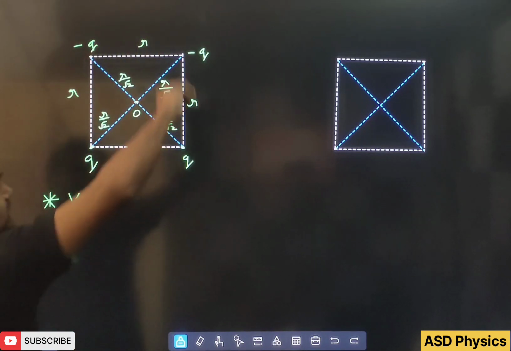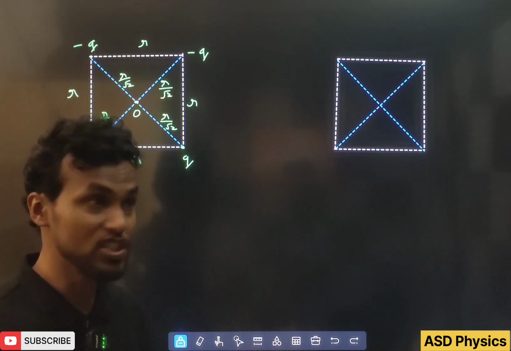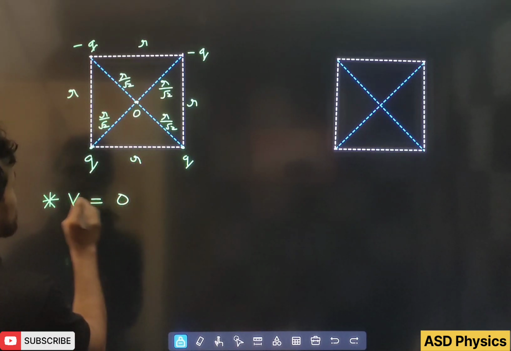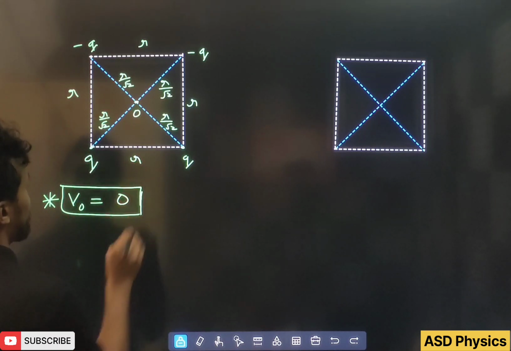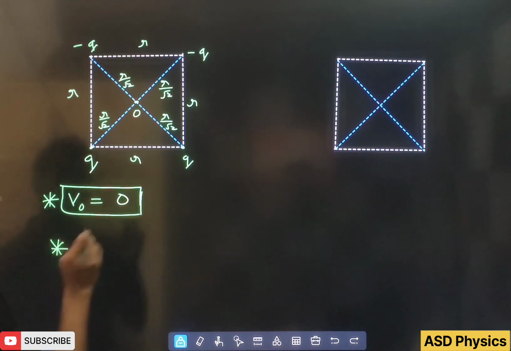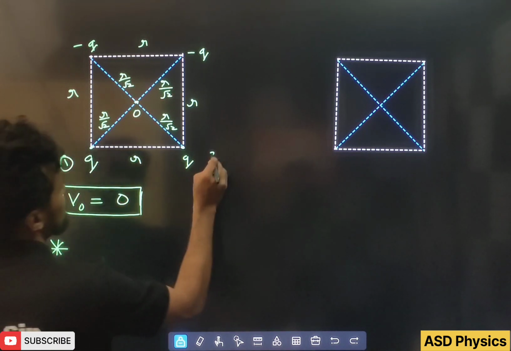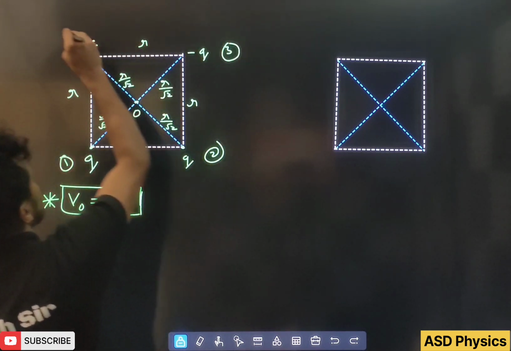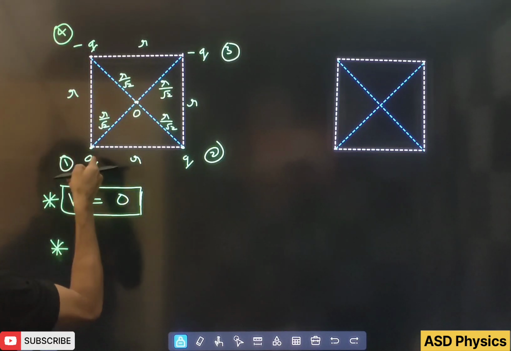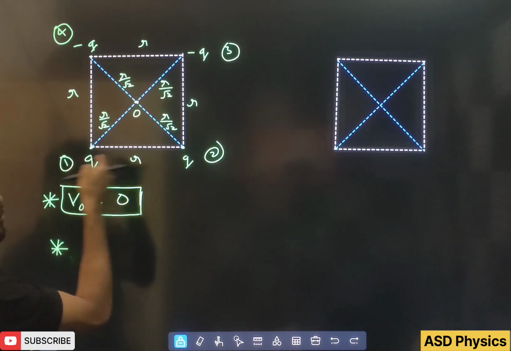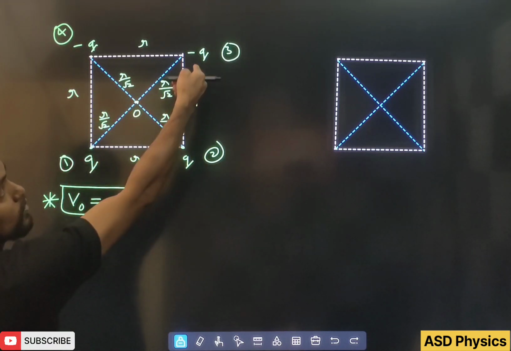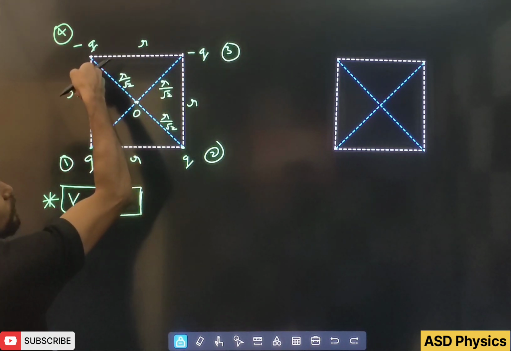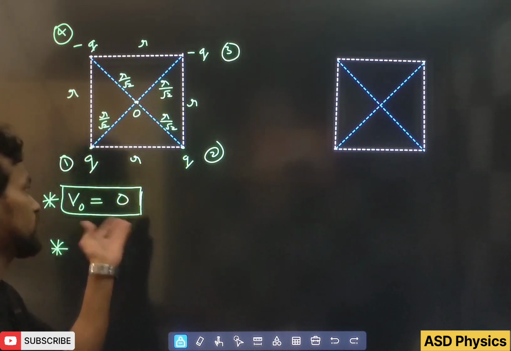So students, can you guess how much the potential at point O is? Again, the sum of the charges is 0. That means the potential will be 0. This time you have to do it. Let's take this as 1, this is 2, this is 3, and this is 4. So due to these, k into q by R by root 2, k into q by R by root 2, k into minus q by R by root 2, k into minus q by R by root 2, all will cancel out and it will come 0 here.